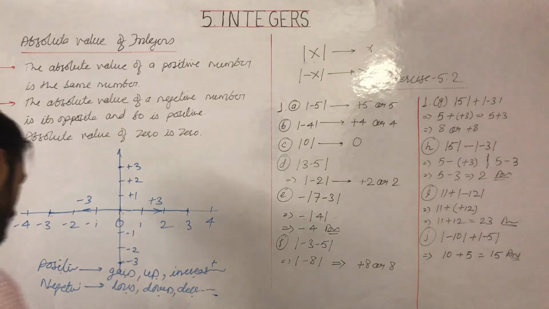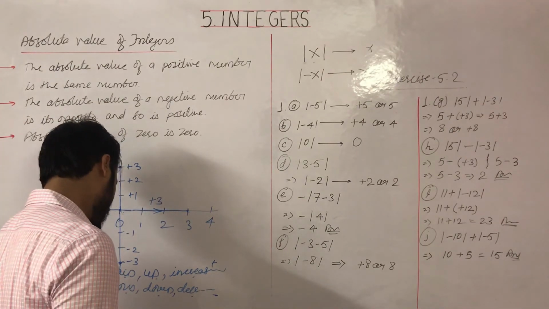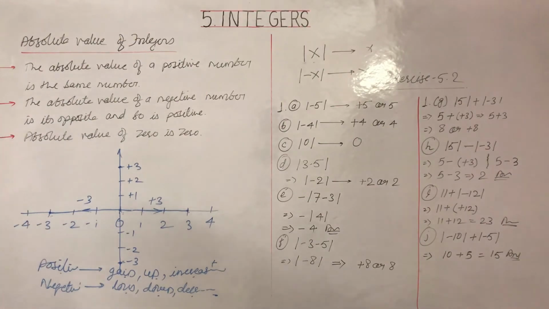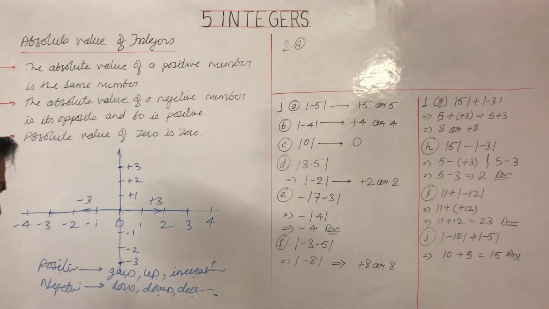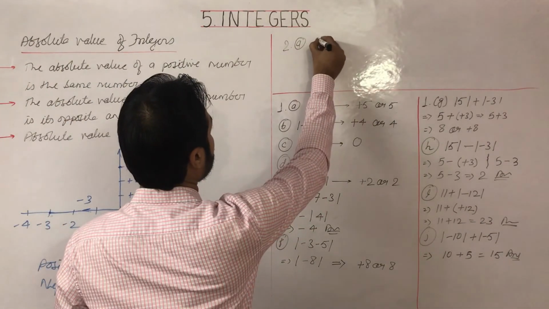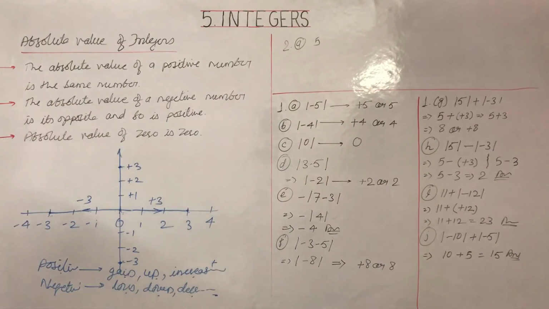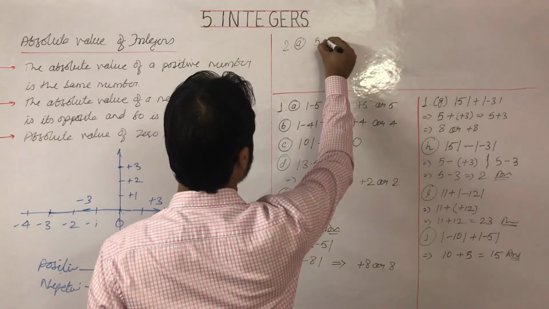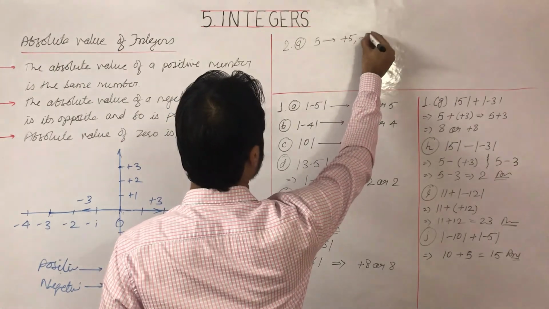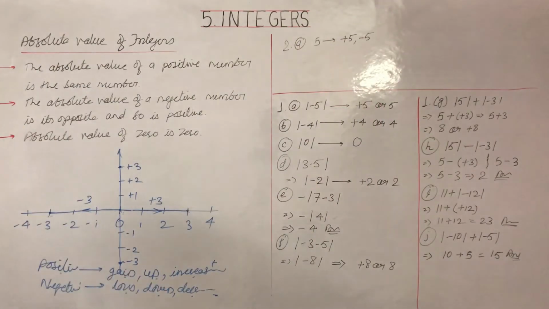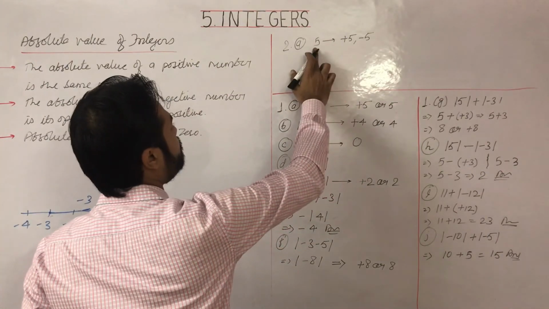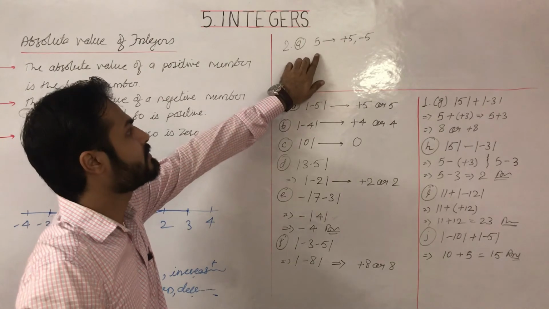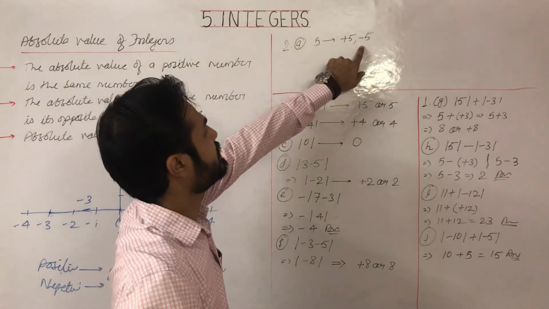The next question: find the numbers whose absolute values are 5, 3, 0, 11 and 4. So question 2, part A. The absolute value is 5, so numbers whose absolute value is 5 can be positive 5, plus 5, or negative 5, because in both cases the absolute value will be 5. Numbers whose absolute value is 5 are plus 5 and minus 5.